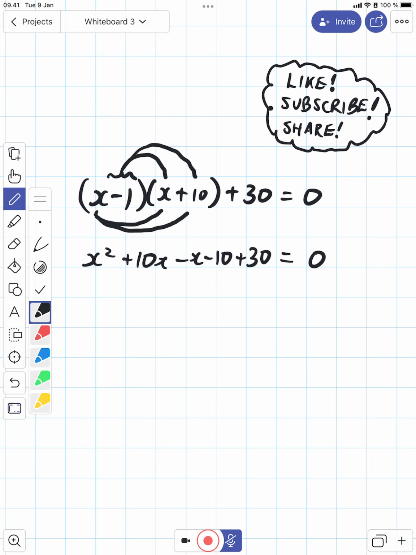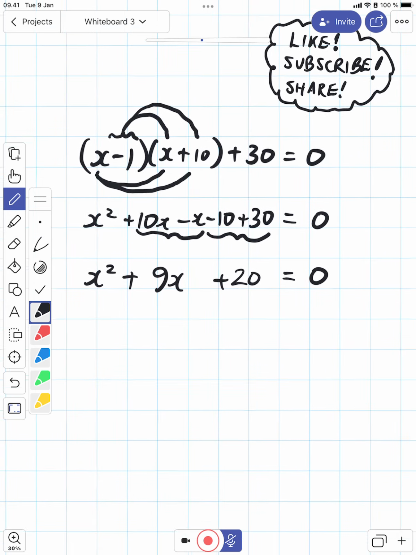Now I've got some terms of the same type here. I've got a 10x and a minus x, so they can go together, and I've got a minus 10 and a 30, so they can go together. So x squared plus 10x minus x makes 9x, and minus 10 plus 30 makes 20, so plus 20. So x squared plus 9x plus 20 is equal to 0. So that's a nice quadratic equation with everything on the left equals 0 on the right.